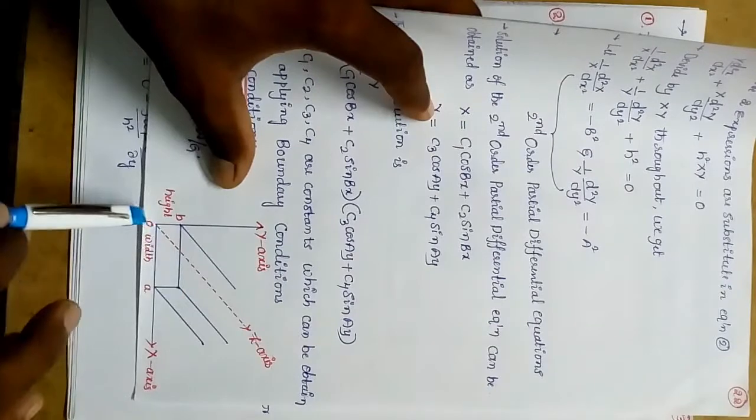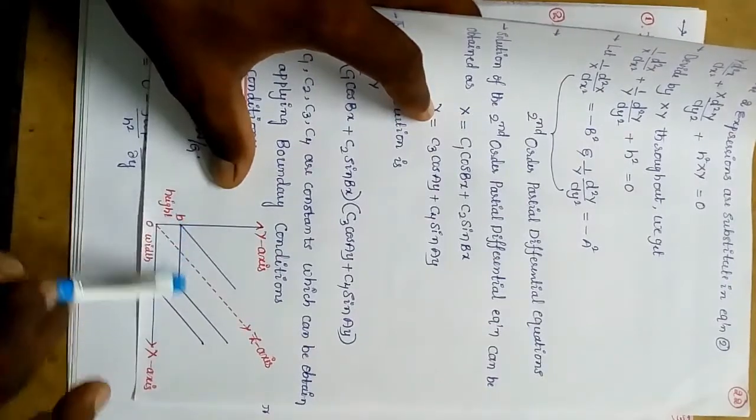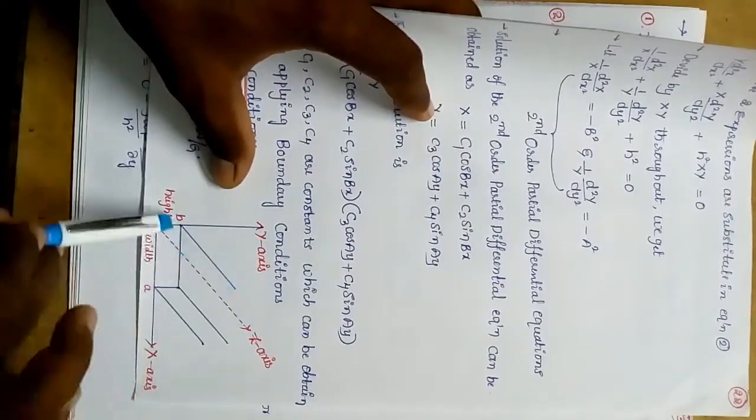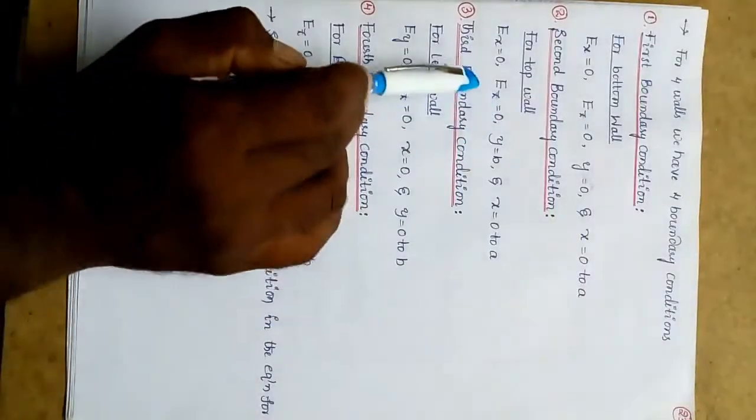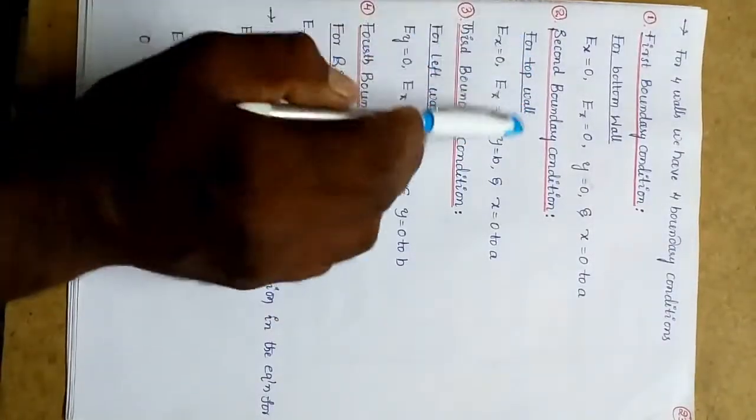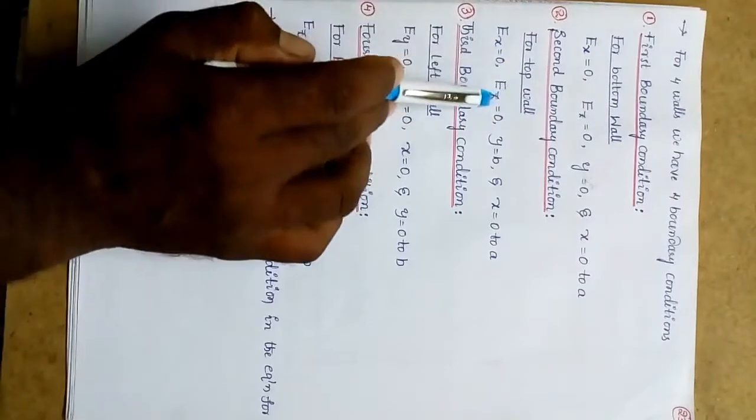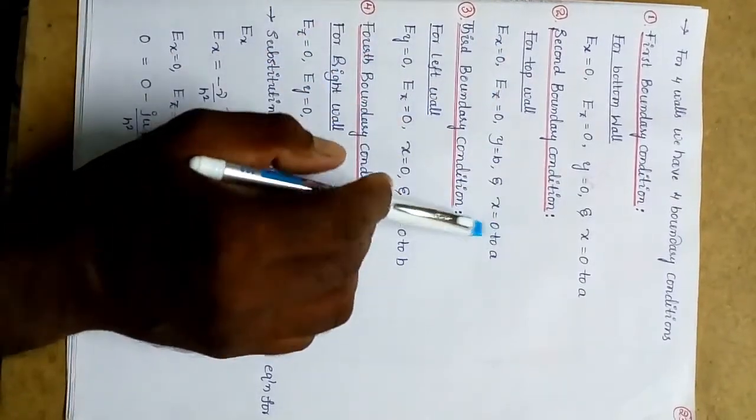How is it present? Just 0 to a for the top wall. So that's why I am substituting Ex is equal to 0, Ez is equal to 0, y is equal to b, x equal to 0 to a.